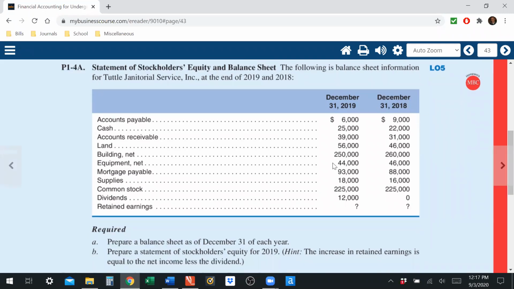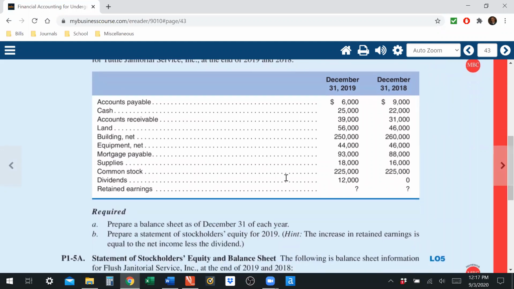That throws people off sometimes. Notice there are some question marks here. So it says, prepare a balance sheet as of December 31st of each year. So we need to prepare 2 balance sheets. Whenever you prepare two balance sheets, but you put them together in one document, it's called a comparative balance sheet.